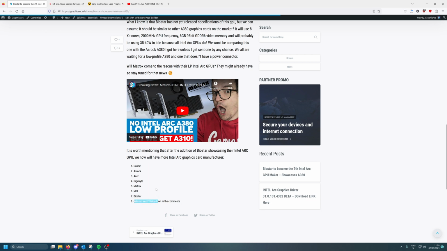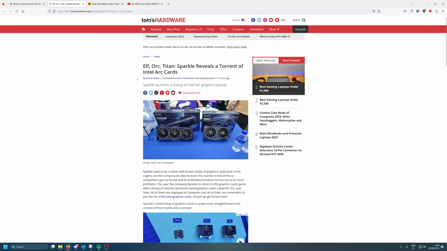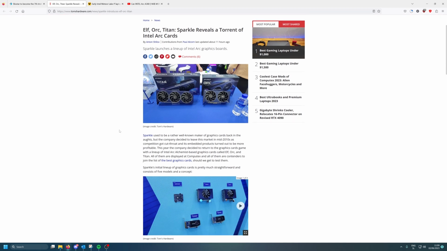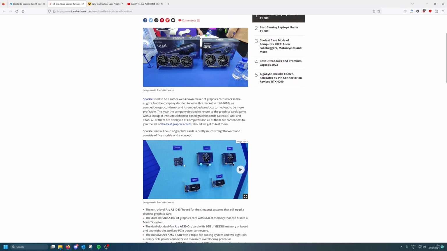Of course there are more. Actually I would need to update this post, but here we go. On Tom's Hardware they saw that Sparkle announced even an A770 16GB version, which is the Titan OC. Before, we only knew that they would be releasing 3 fan and 2 fan A750 and A380, but here they go. Look at these guys, they have some really small profile cards here, a smaller A380, I'm not sure what this one is, but lots of graphics cards.